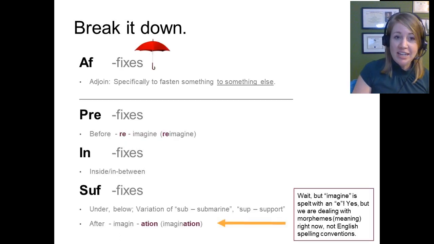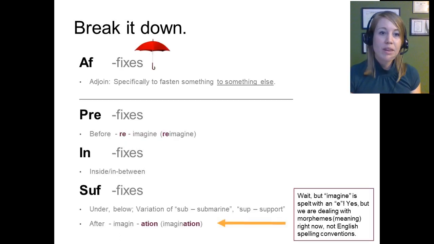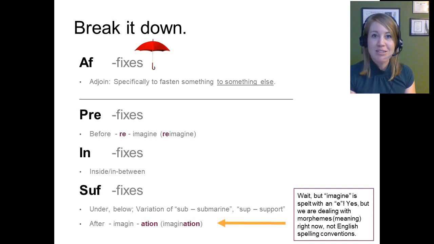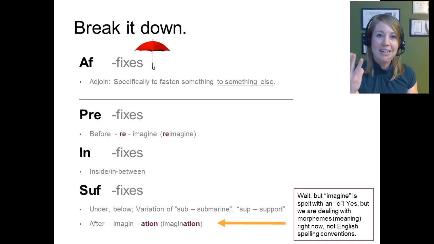So again, affix is an umbrella term. We already know fix means to fasten. Well, what does af mean? It means basically to adjoin, specifically to fasten something to something else. Well, this is a language class and we're talking about morphemes, so we're talking about fastening morphemes to other morphemes. And there are 3 ways we do that. Affix is an umbrella term for 3 types of affixes. The first one is prefixes. Well, what does pre mean? Pre means before. So we're fastening something before a word.